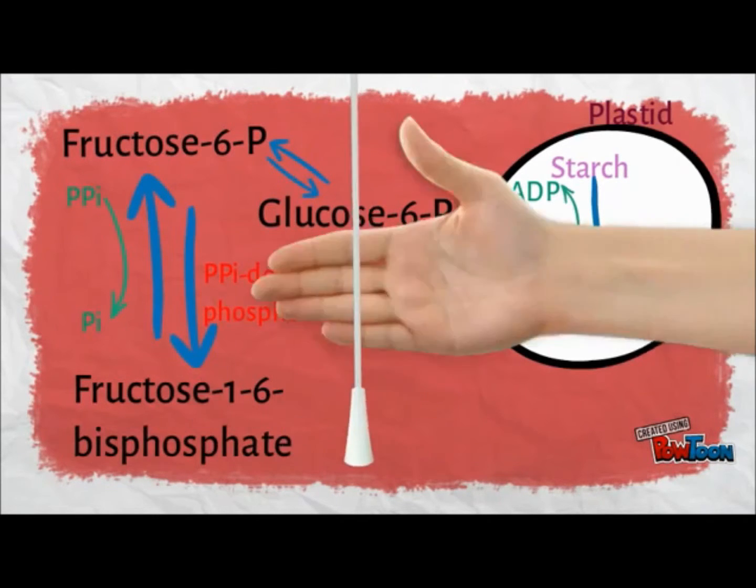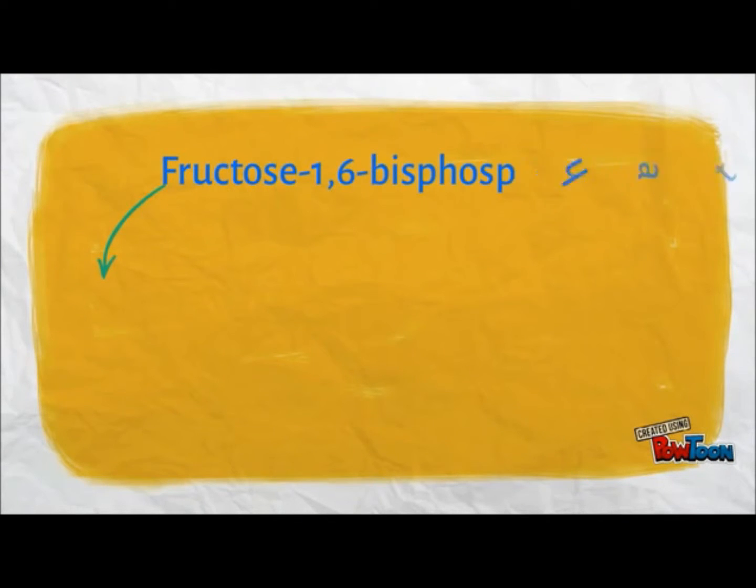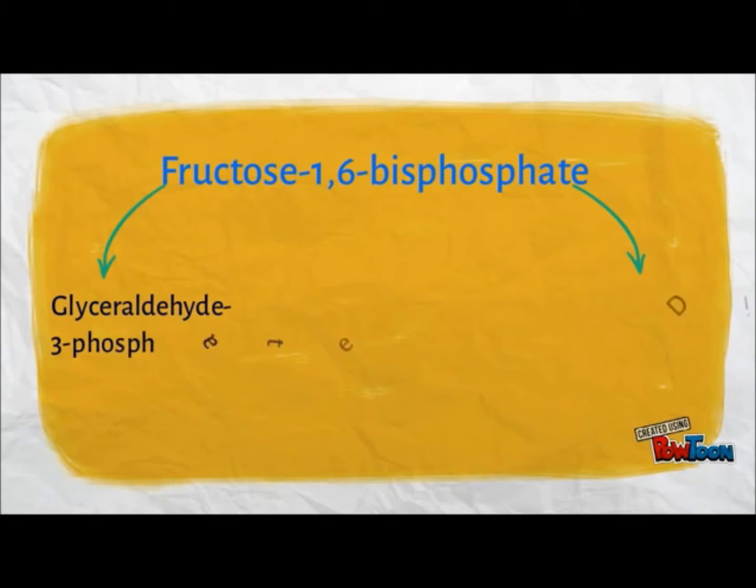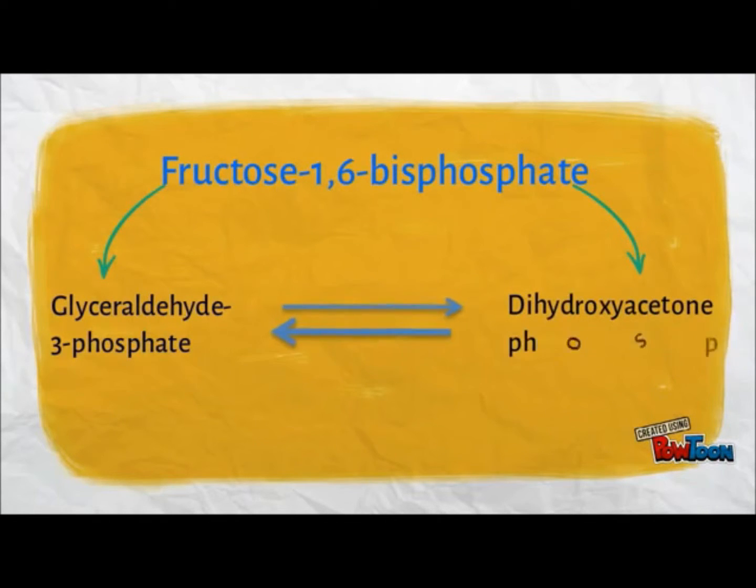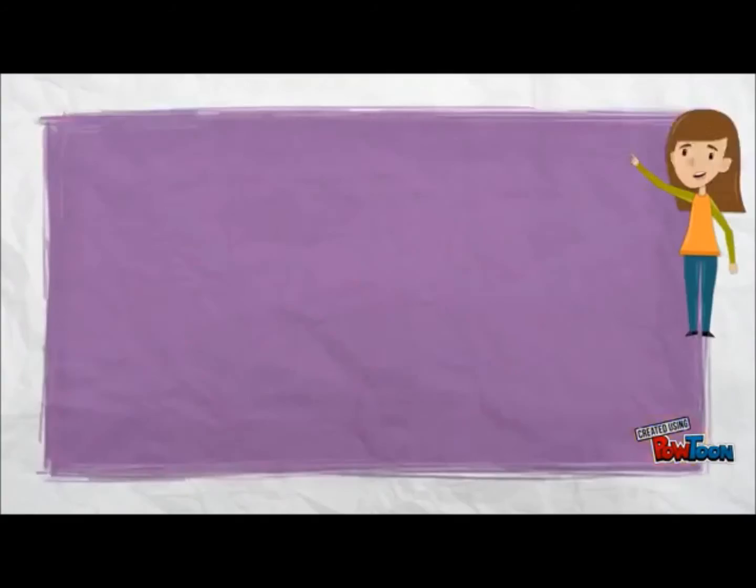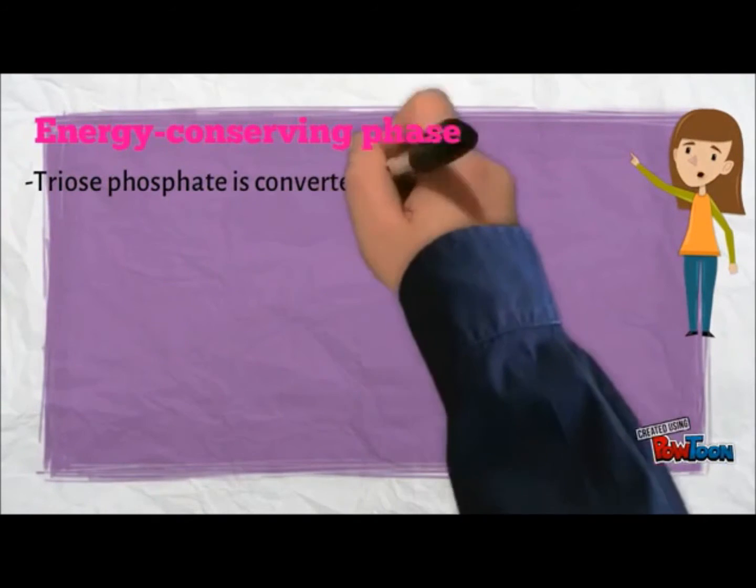Fructose 1,6-bisphosphate then splits into glyceraldehyde 3-phosphate and dihydroxyacetone phosphate. Between these two compounds, a reversible reaction can happen. Here, the triose phosphate isomerase enzyme acts. Next is the energy conserving phase. In this phase, triose phosphate is converted to pyruvate.